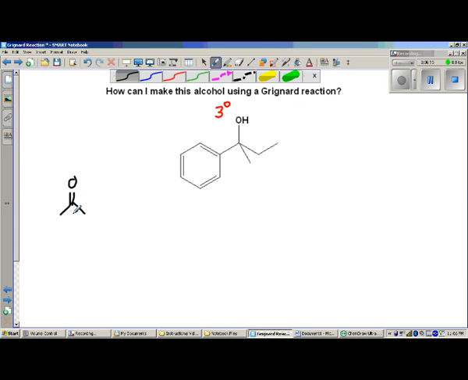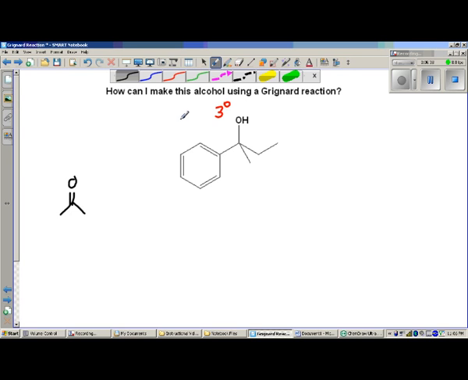The problem is, what are my 2 groups that are going to go here and here? Because look at the groups I have. I have my ethyl, I have my methyl, and I have my phenyl. One of those 3 I'm going to add in, but which one? Does it matter? It actually turns out for the Grignard reaction, in most cases, it doesn't matter. So it actually becomes essentially your choice.